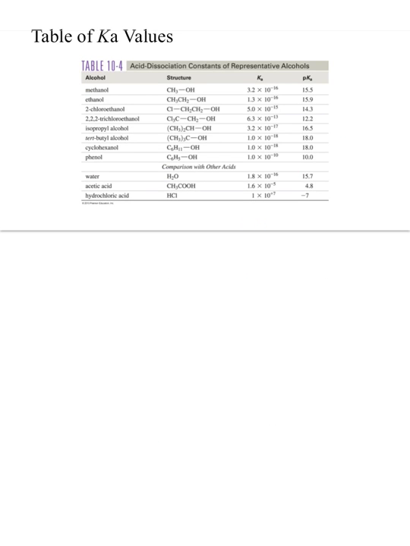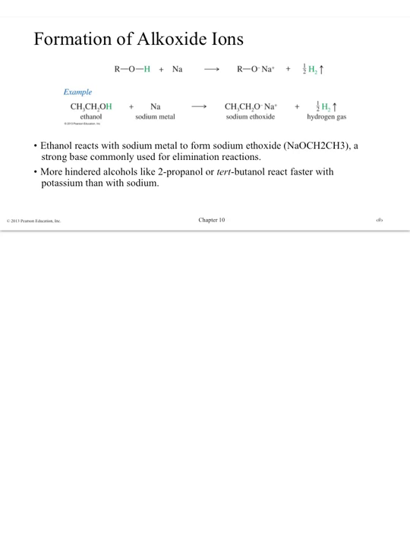So here's more in chapter 10, where you have the different pKa's. You see methanol and ethanol. Phenol is a pKa of 10. These alcohols, if you can see, they're anywhere from 16 to 18, water's 15.7, acetic acid is 4.8, and hydrochloric acid, which is very acidic, is -7.